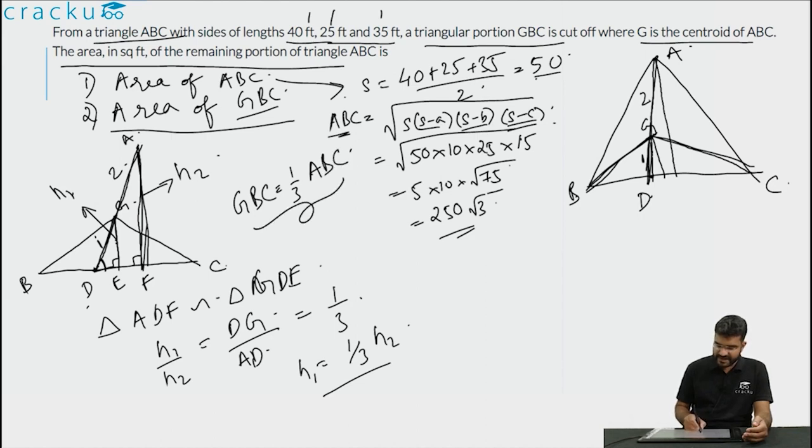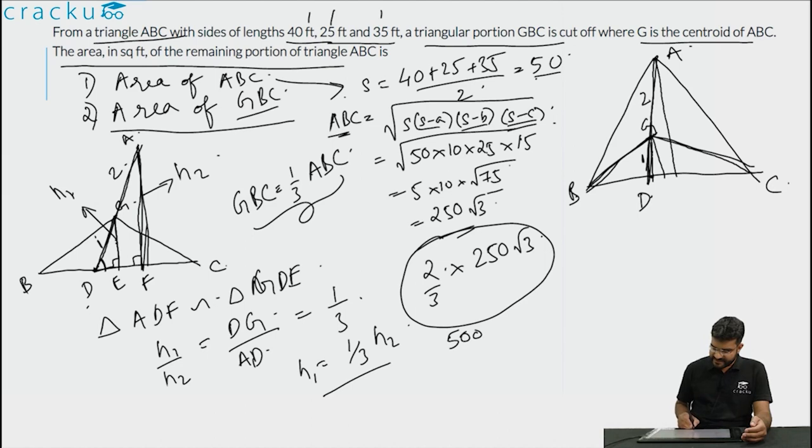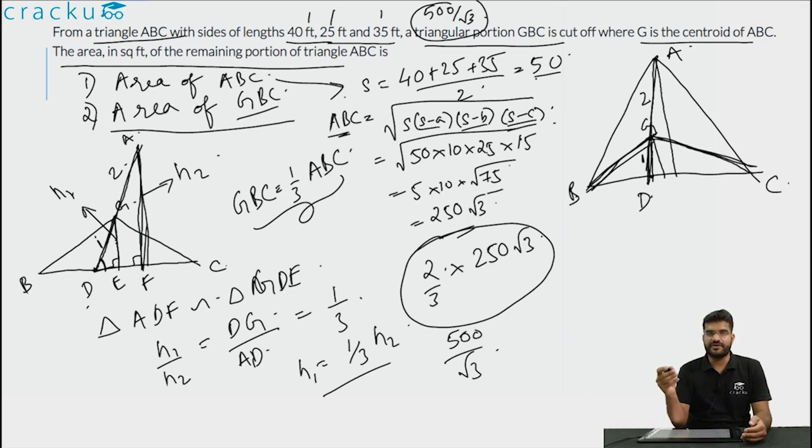So the remaining part of the triangle ABC will be 2/3 the original area of triangle ABC, which is 250√3. So the required area, which is the area of the remaining part, will be 500 by square root 3. This is the answer. All that we need to solve this is to understand that the height of the smaller triangle, the triangle which passes through the centroid, is 1/3 the original height of the triangle. So the remaining area is 500 by root 3.